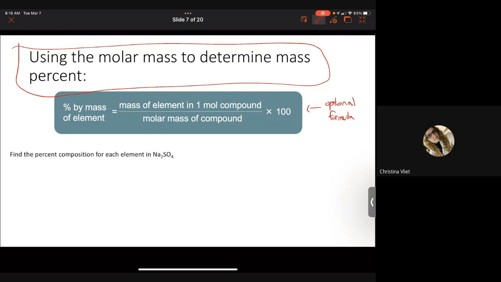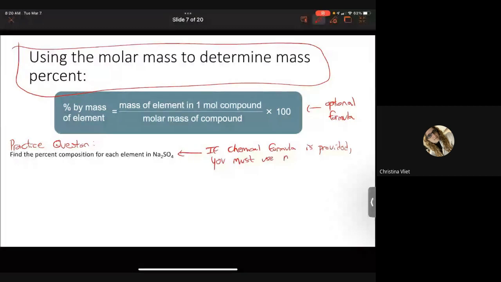So find the percent composition of Na2SO4, and then on the side, you're going to want to write the practice question. Make sure you write it down. And then I'm going to make a note. If chemical formula is provided, you must use molar mass to find percentages.